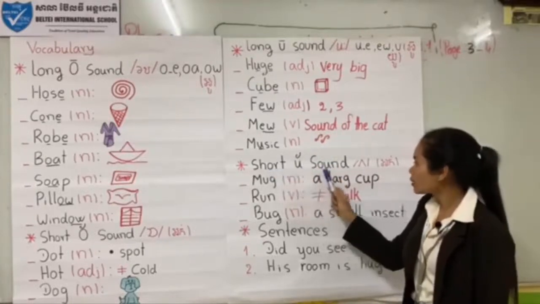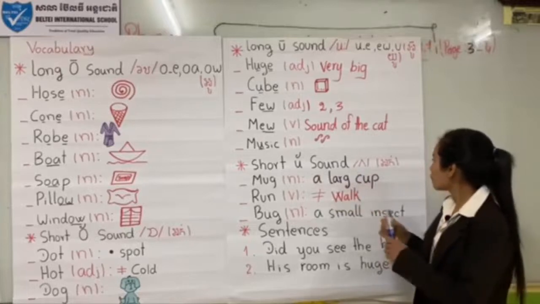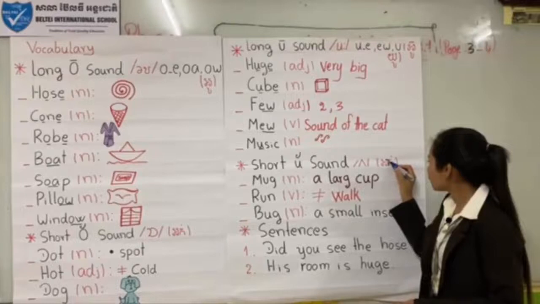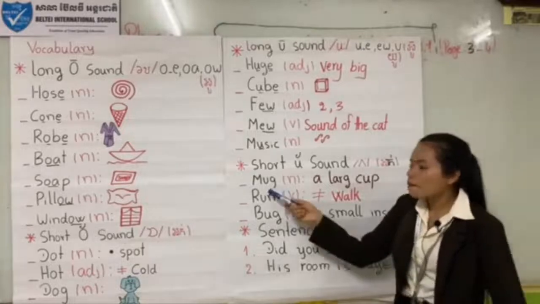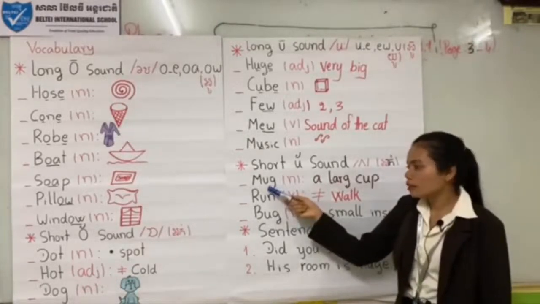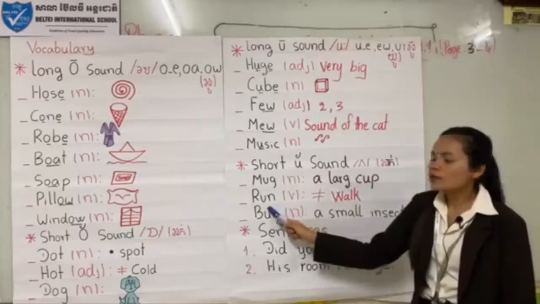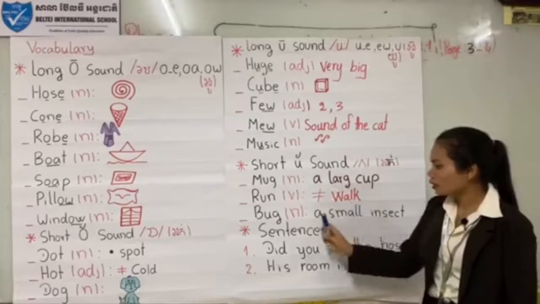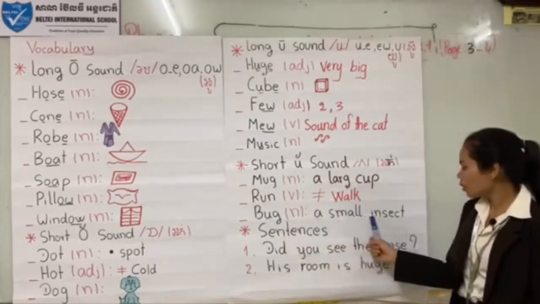Short U sound. Up. Up. Up sound. Up. Okay. Mark. A light cup. Run. Opposite with walk. Back. A small insect.